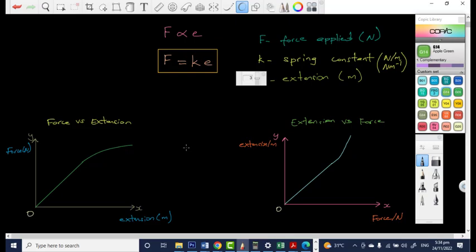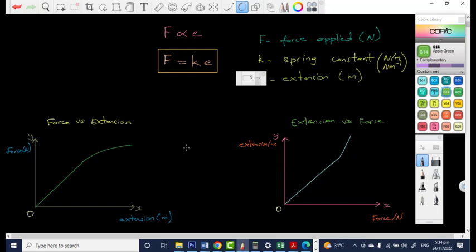Do we have any questions? You said it was exceeding its proportional limit, right? So why is it bending and not dropping? Okay, so very good question.